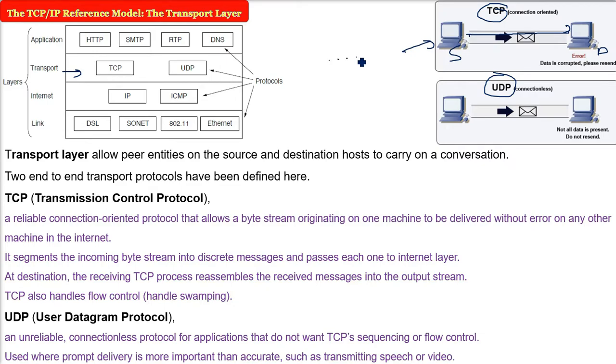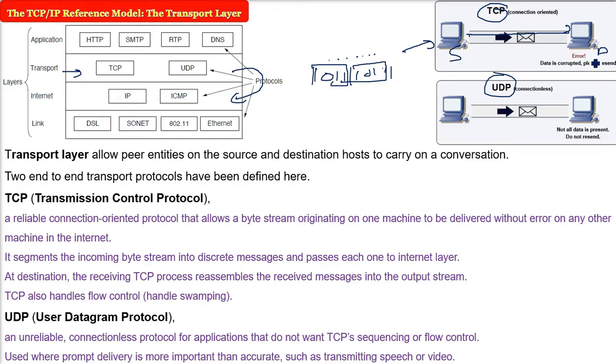That is, this is the bit stream I am talking about. For example, 10110111. So how to divide it? It segments the incoming byte stream into discrete messages, and then it passes this to the lower layer, which is the internet layer. So this byte stream has to be divided into discrete messages. This is dividing and sending, that is disassembling.